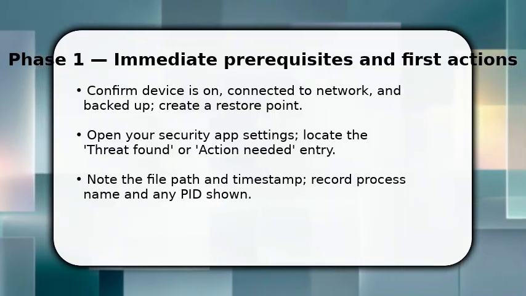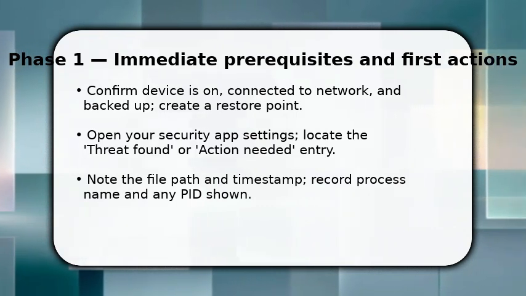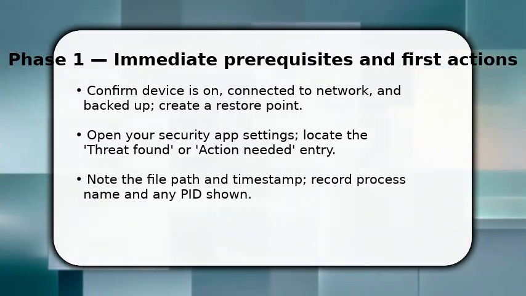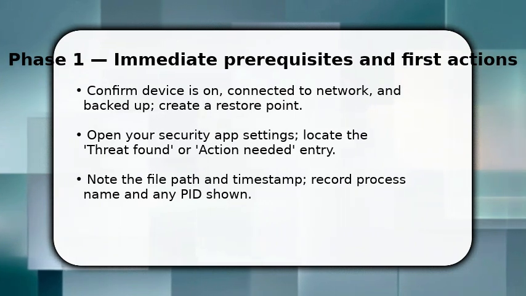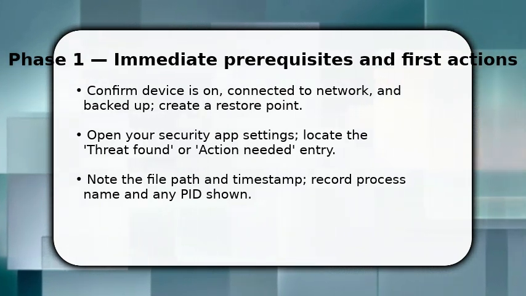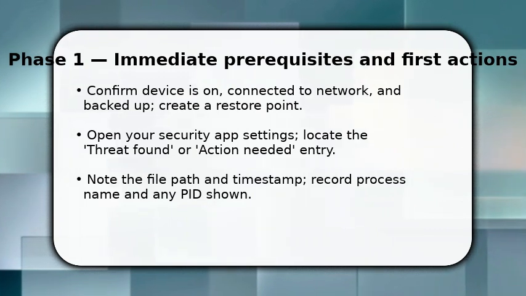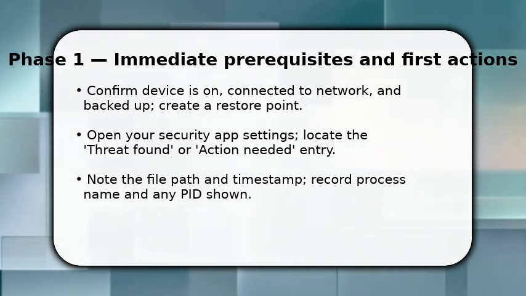You start by verifying essentials: power, network, and a recent backup. This preserves options. Once done, open your security app and go straight to the alert details to see the exact file path and process name. You need that context to choose safe actions.